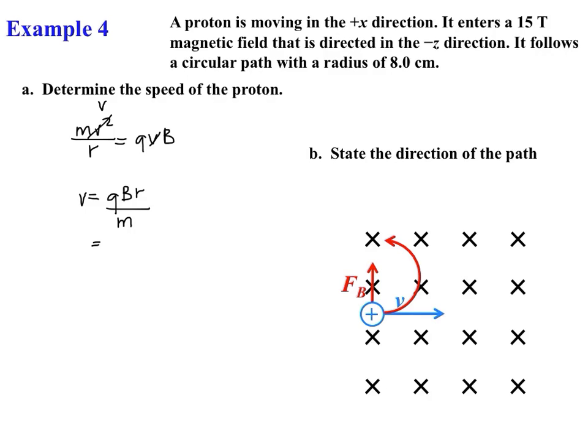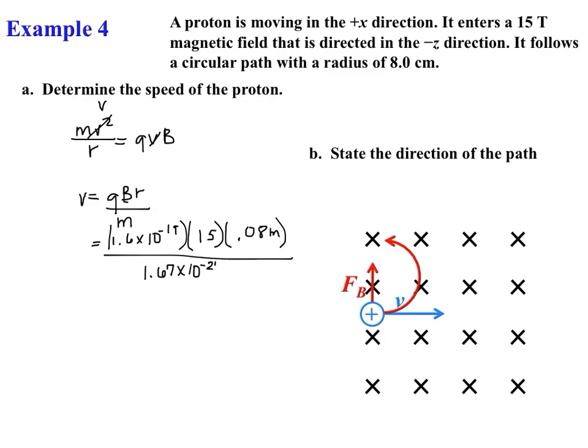Again, most of this information is constants. 1.6 times 10 to the negative 19 for a charge. Our magnetic field strength, which was 15, is given to us. Our radius, which is 8 centimeters or 0.08 meters, is also given to us. And then the mass is another constant. We have 1.67 times 10 to the negative 27 because it is a proton. If you put in all of your values, you should get 1.15 times 10 to the 8 meters per second.